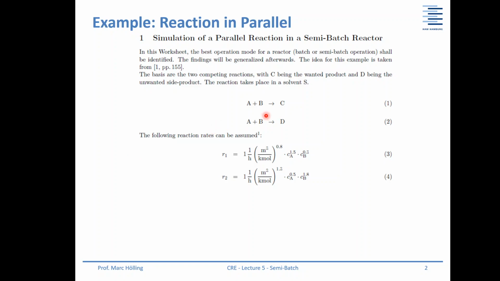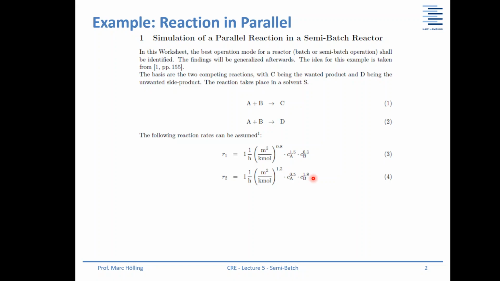So what you had is two reactions. A and B can form C, which is the wanted product, or A and B can form an unwanted side product D. And I gave you the following reaction rates. For reaction 1, the exponent of the concentration of component A was 1.5, and the exponent for concentration B was 0.3. And for reaction 2, the unwanted reaction, the exponents were 0.5 and 1.8.